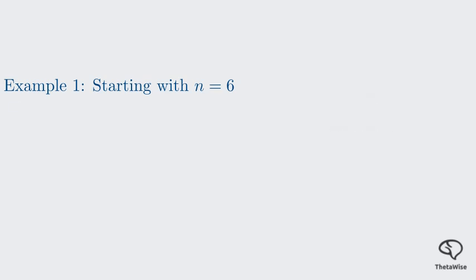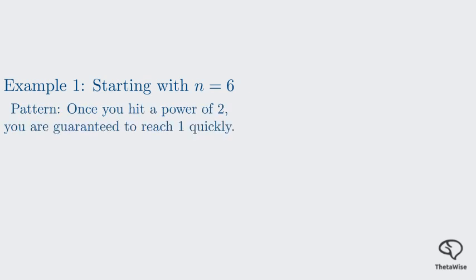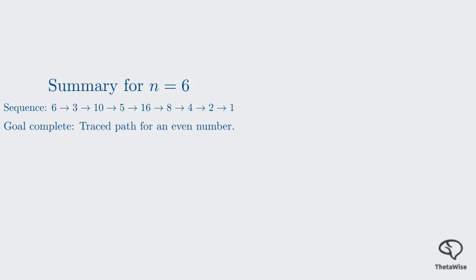Now you might have noticed something. After we reached 16, every number in the sequence was even, and we just divided by 2 repeatedly. This is a common pattern. Once you hit a power of 2, you're guaranteed to reach 1 very quickly. The real challenge is getting to one of those powers of 2. Let's summarize. For the starting number 6, the Collatz sequence is 6, 3, 10, 5, 16, 8, 4, 2, 1. Our goal of tracing the path for an even number is complete.